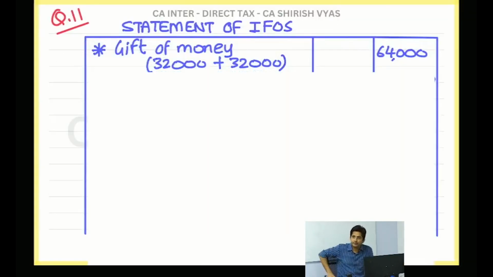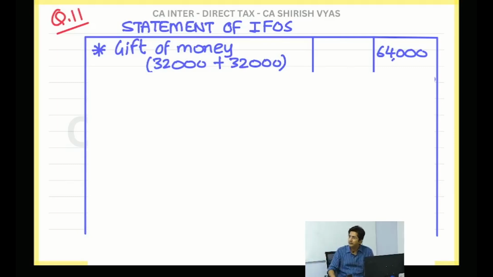Gift of money. Are you noticing I am changing the wordings? In the actual question they have written cash gift of Mr. A from A and Z, something like that was there. If you want you can write that same sentence also, that's okay. But if you can shorten it, it's better. Gift of money. As simple as that.